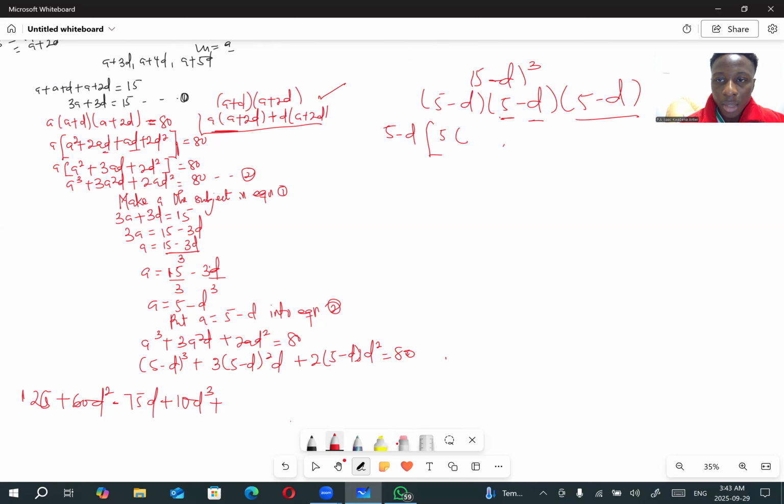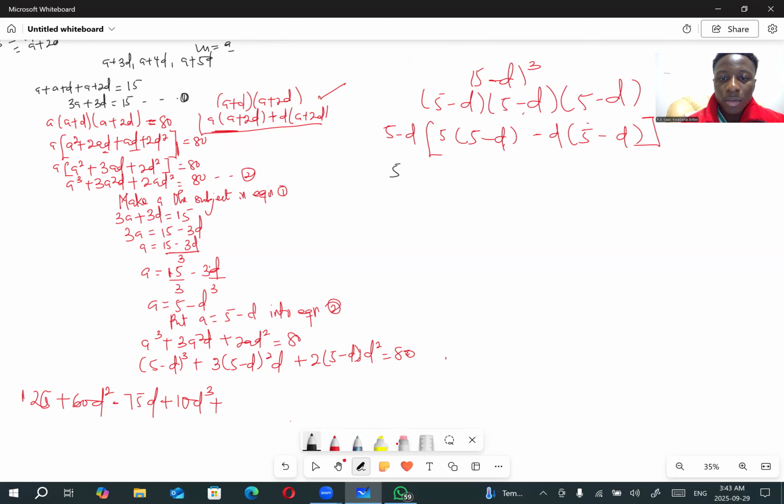So that'll be 5 times what? 5 minus d. Then minus d will also multiply 5 minus what? D. If you pick 5, you use it to multiply everything here. You'll be left with minus d. So that's minus d you see here. That will also multiply everything in that bracket. Do you get it? Can we move on?